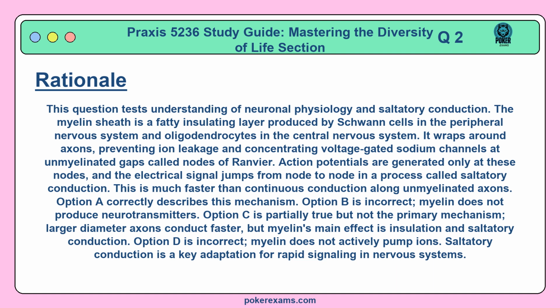Option B is incorrect. Myelin does not produce neurotransmitters. Option C is partially true but not the primary mechanism. Larger diameter axons conduct faster, but myelin's main effect is insulation and saltatory conduction. Option D is incorrect. Myelin does not actively pump ions. Saltatory conduction is a key adaptation for rapid signaling in nervous systems.